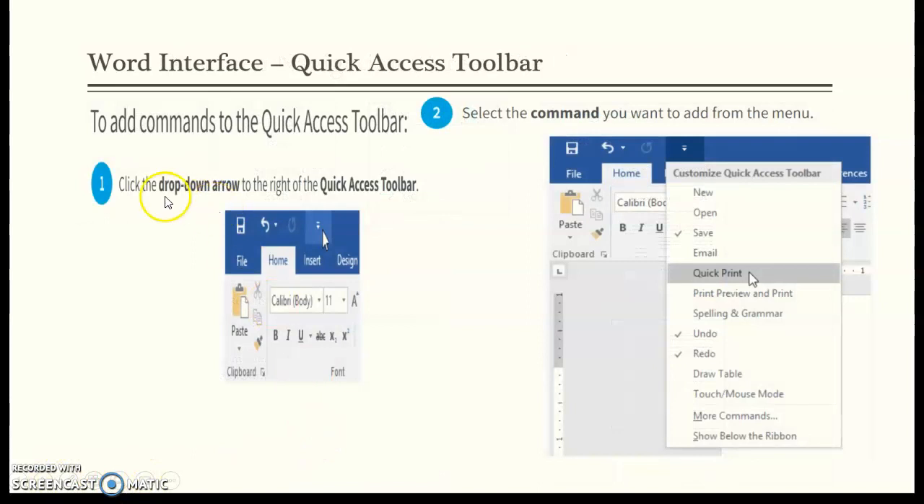The quick access toolbar. The default settings is to have the floppy disk, which is to save, undo, and redo. If you click this option right here, which is customize the quick access toolbar, it'll show you what's already been selected. Save is already an option, undo and redo. If you want to put quick print up there, or print preview, or spelling and grammar, something that you use a lot, you would select these.